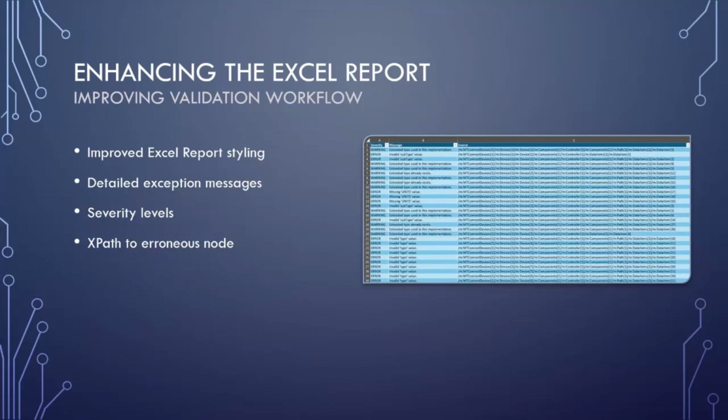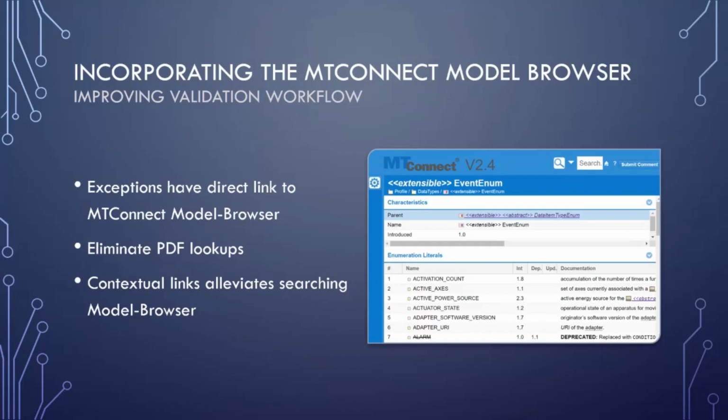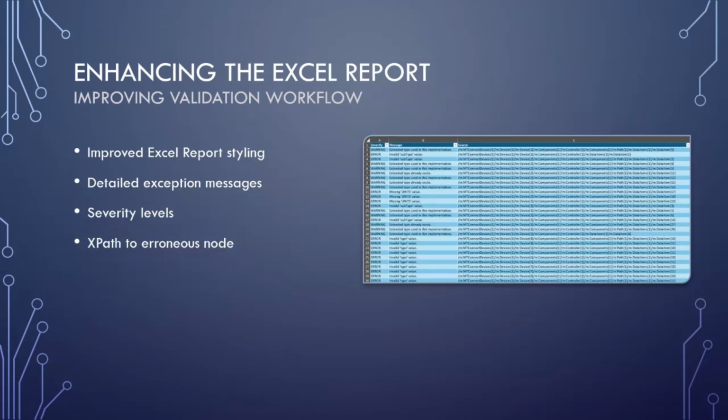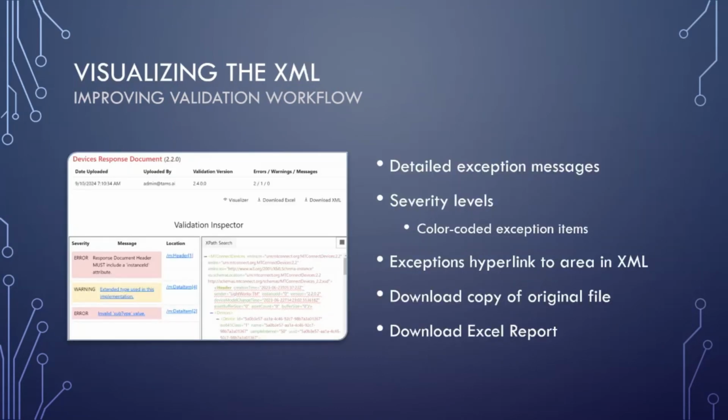So we added the ability to simply filter to find specific severity levels of exceptions. We encountered some response documents that were about 10,000 lines long, so we desperately wanted to improve that to just focus on errors. That was the first thing that we did.